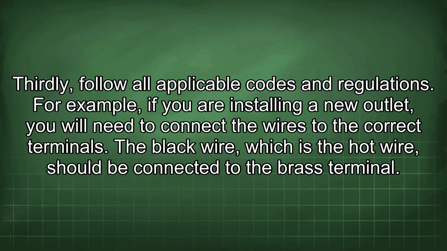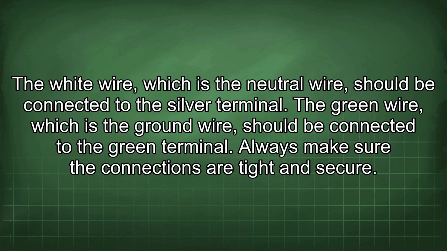For example, if you are installing a new outlet, you will need to connect the wires to the correct terminals. The black wire, which is the hot wire, should be connected to the brass terminal. The white wire, which is the neutral wire, should be connected to the silver terminal. The green wire, which is the ground wire, should be connected to the green terminal. Always make sure the connections are tight and secure.